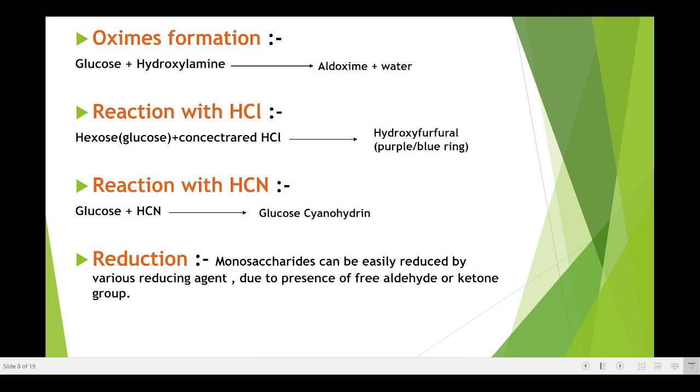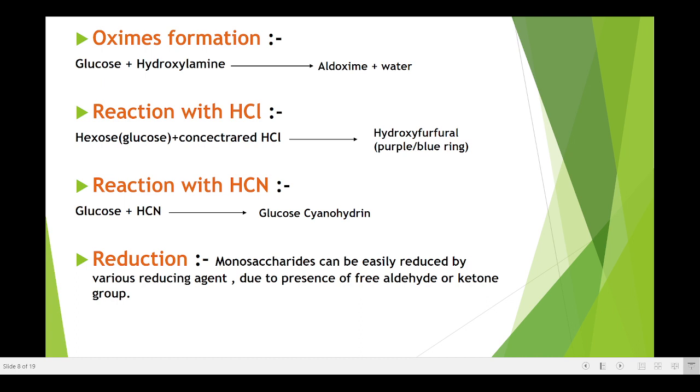The tenth property of monosaccharides is reaction with HCl. This reaction is based on color and is also called the Molisch test. When hexoses like glucose react with concentrated HCl, they form hydroxymethyl furfural complex, which gives a purple or blue colored ring.